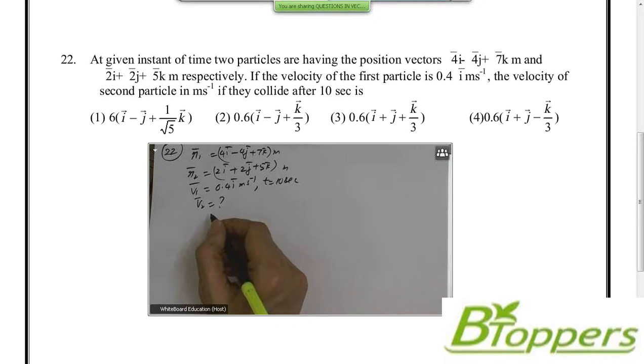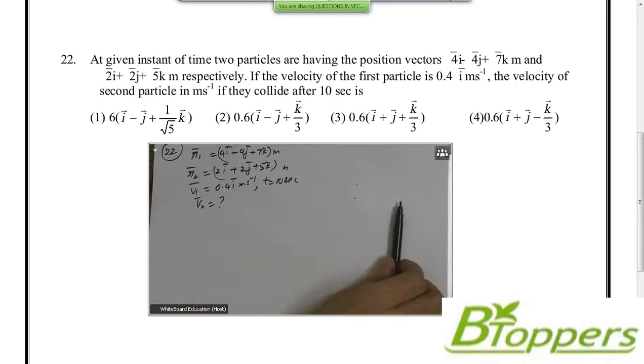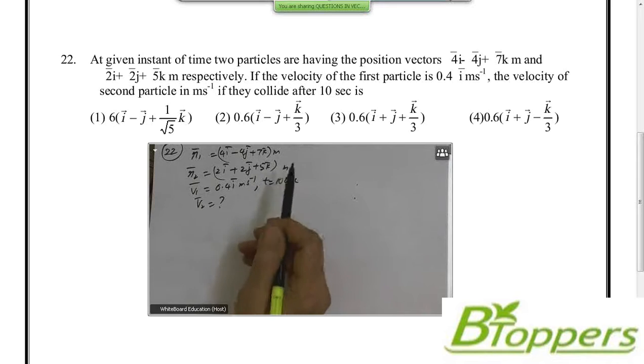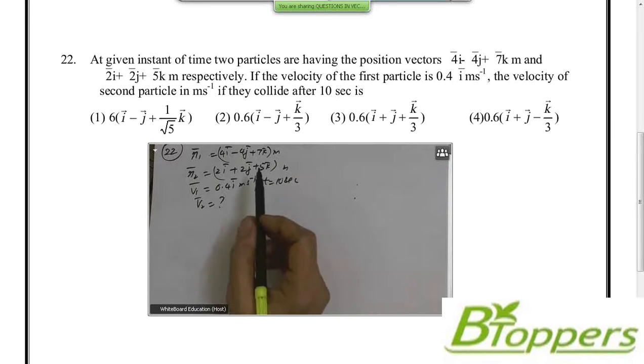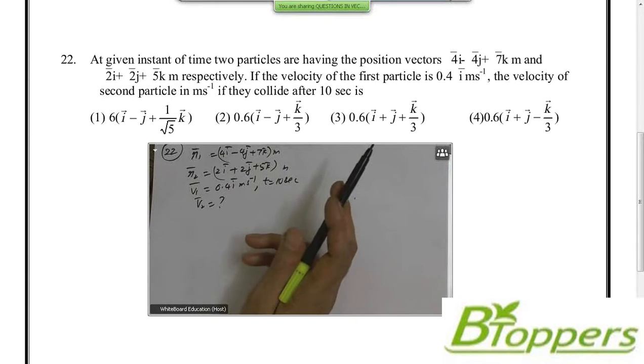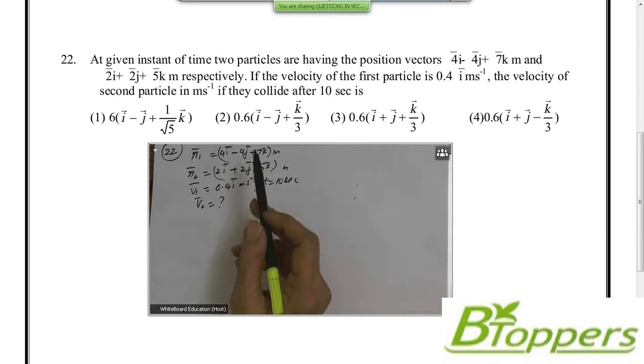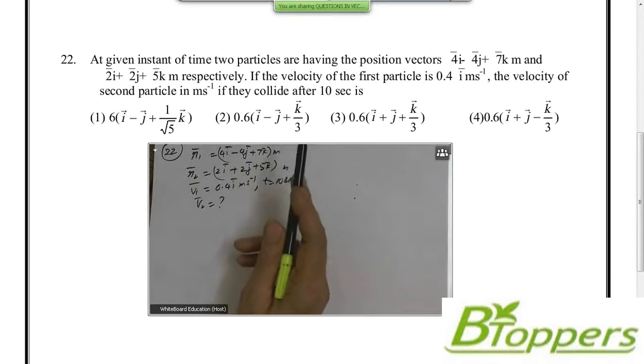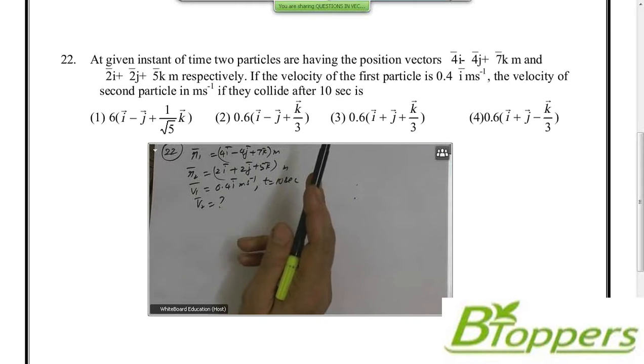So look at question number 22. This question was given in one of the previous entrance examinations, MSET. I will read out the question. At a given instant of time, two particles are having position vectors 4I bar minus 4J bar plus 7K bar meter and 2I bar plus 2J bar plus 5K bar meter respectively. The velocity of the first particle is 0.4 I bar meter per second. The velocity of the second particle is to be found, so that they collide after 10 seconds.